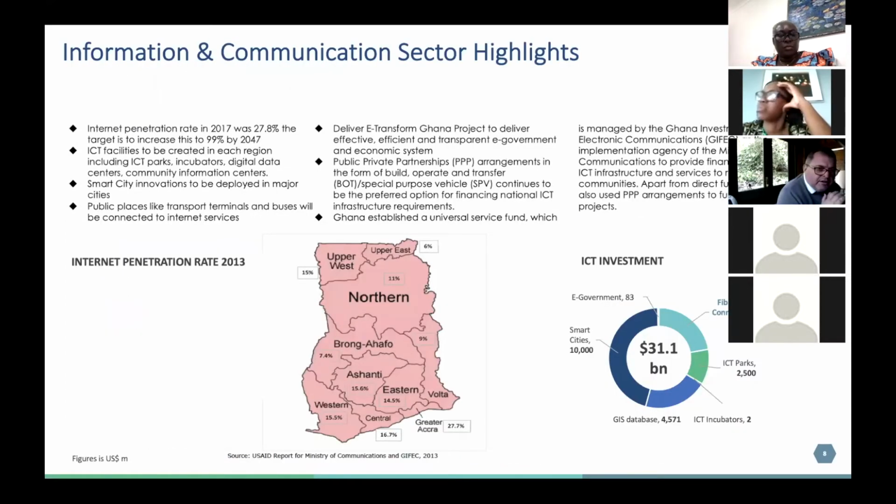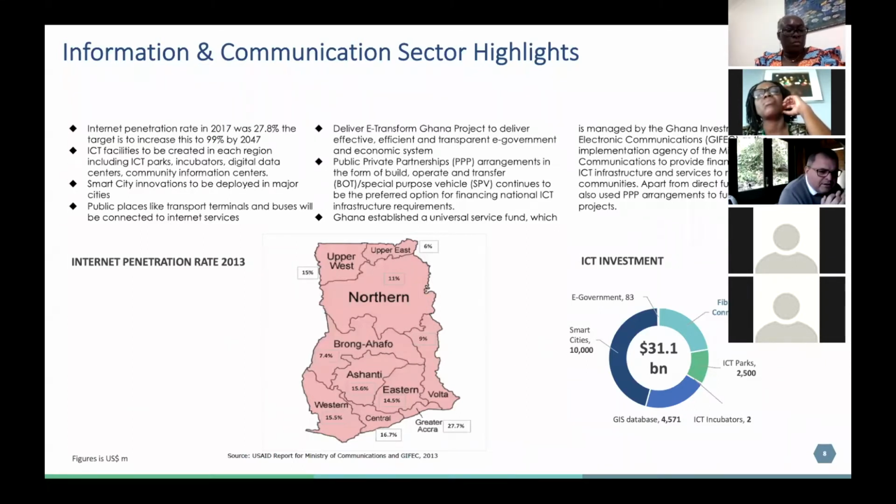Moving on to the ICT section, internet penetration in 2013 was 28%. The plan is to increase that to 100% by 2047. Fairly aggressive plans and aspirations to achieve that.